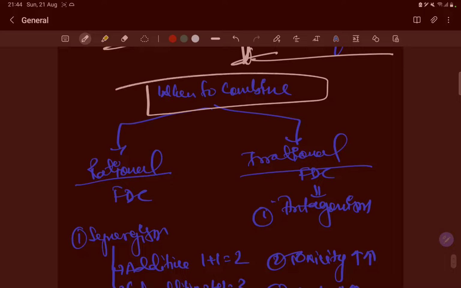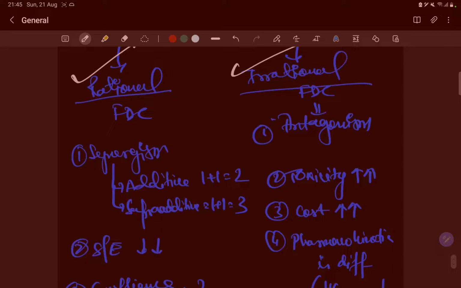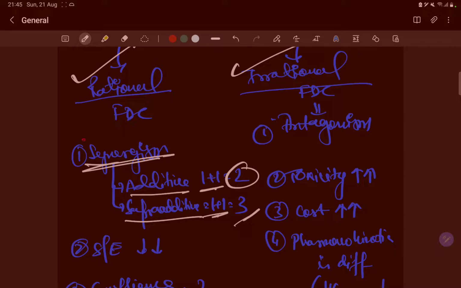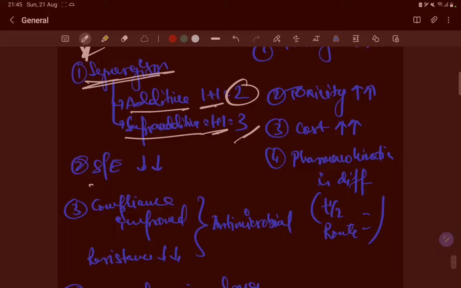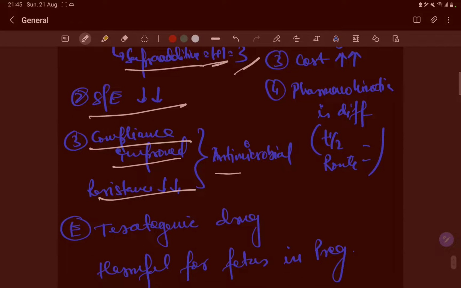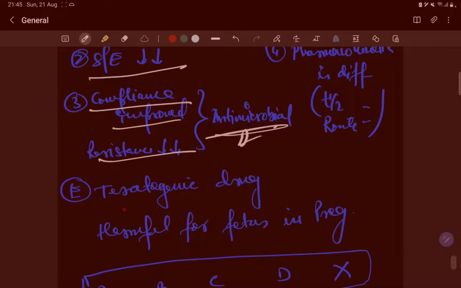Now when to combine? We have the rational fixed dose combination and the irrational fixed dose combination. The basic thing we have to understand here is the terminology: there is synergism. Synergism means additive and supra-additive. In the additive we say that 1 + 1 = 2, but supra-additive 1 + 1 = 3. So that is the synergism example. The side effects decrease, compliance is improved, resistance is decreased, so there is antimicrobial use.